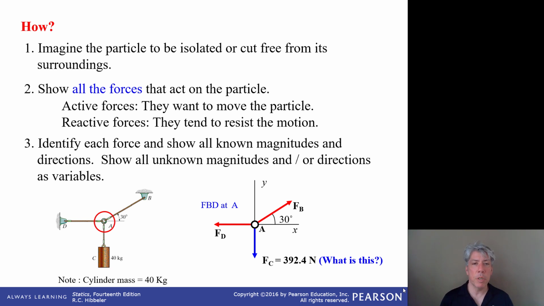For example, the force from the weight, Fc, was calculated by taking 40 kilograms and multiplying it by 9.81 meters per second squared to get the force in the cable from the weight C, or from the cylinder C. And then there is force in the cable going off to the left. We'll simply call that Fd. We know its direction, but we don't know its magnitude. And the force in cable AB has, again, a known direction, but unknown magnitude. Okay.